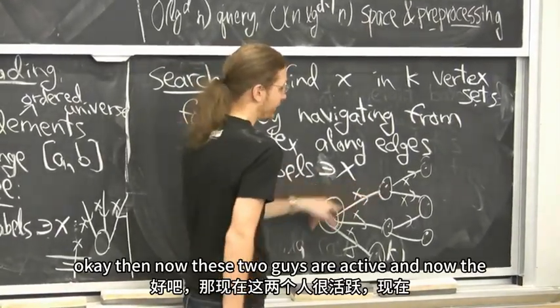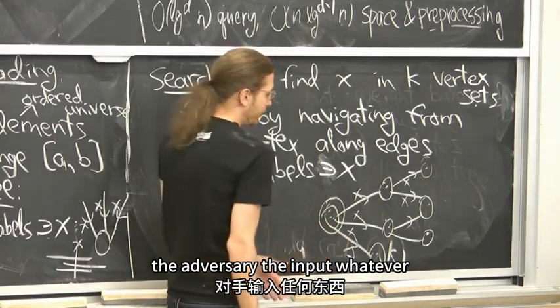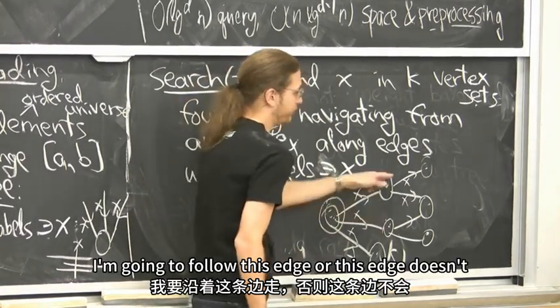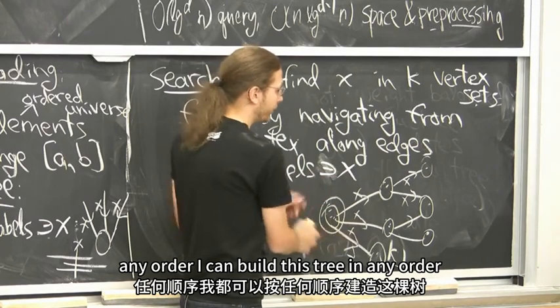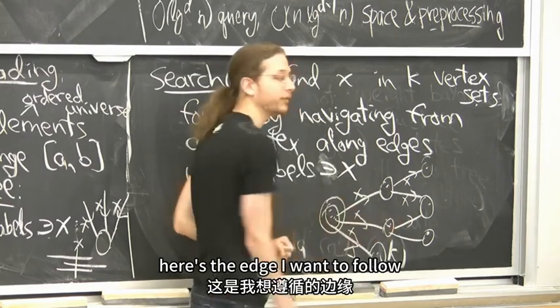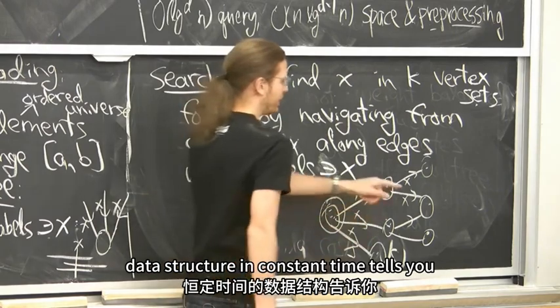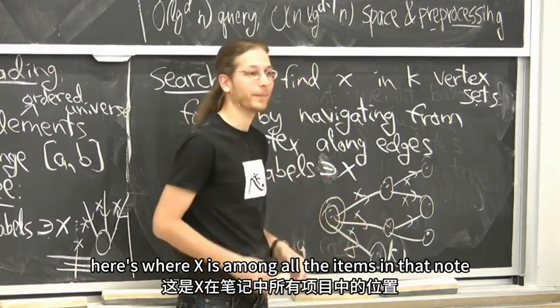Now these two guys are active, and now the adversary, the input, whatever, can decide, OK, I'm going to follow this edge or this edge. It doesn't matter in any order. It can build this tree in any order. And every time it says, here's the edge I want to follow, the fractional cascading data structure in constant time tells you, here's where x is among all the items in that node.